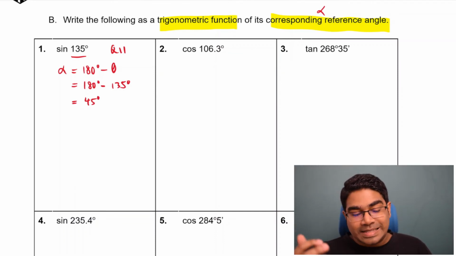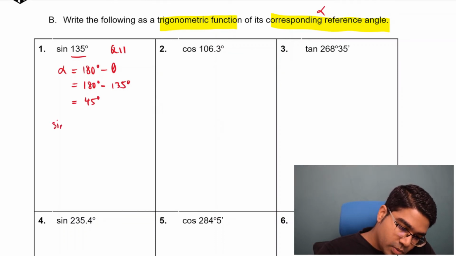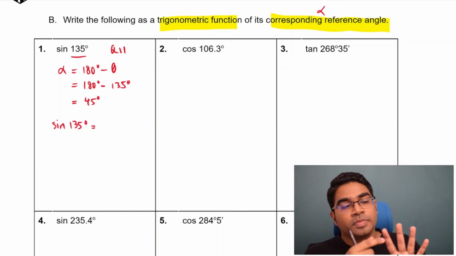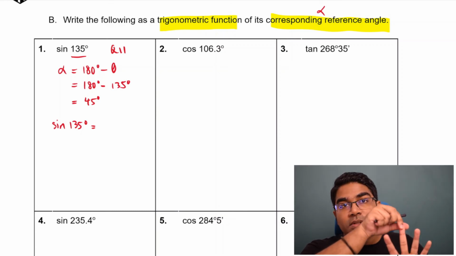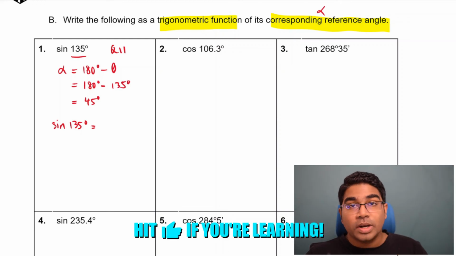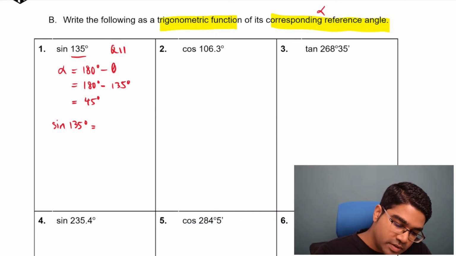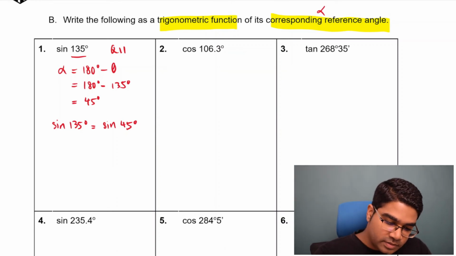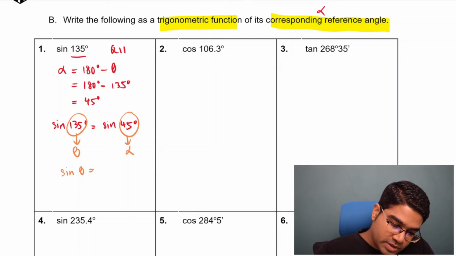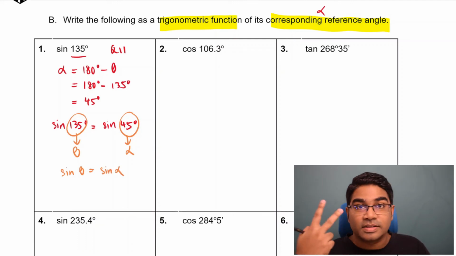Then we go to sine 135 degrees. Now again we have to look at the quadrant. So it is in quadrant 2. We go back to add sugar to coffee. In quadrant 2, sine is positive. Sine theta is positive sine alpha. Therefore, sine 135 will be equal to positive sine 45 degrees. So here we have theta and alpha. Sine theta is equal to positive sine of alpha in the second quadrant.